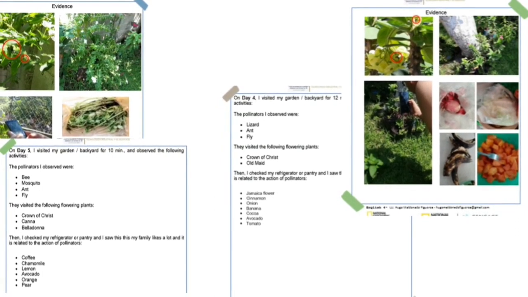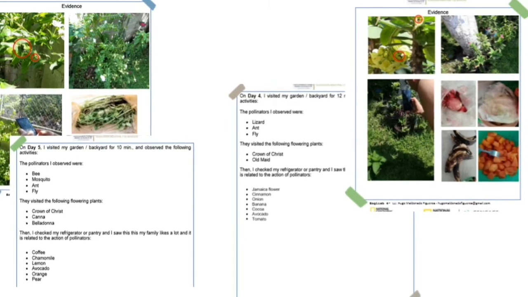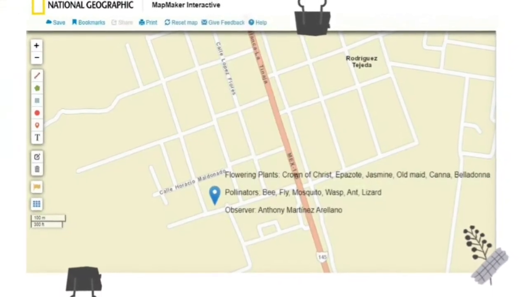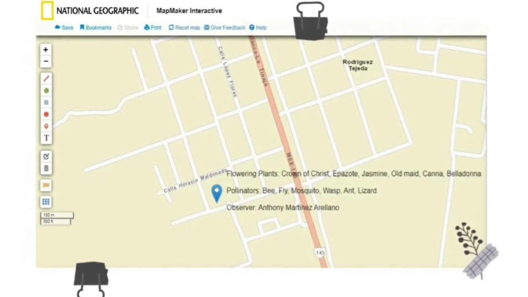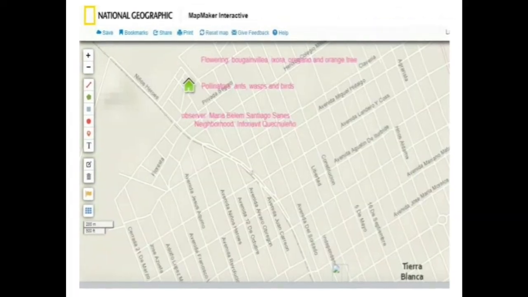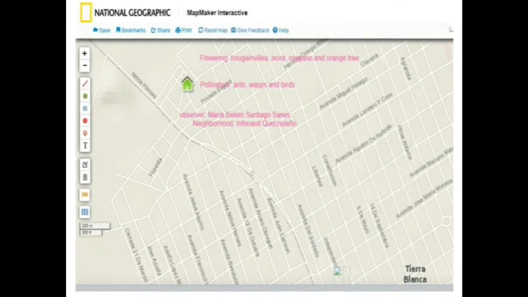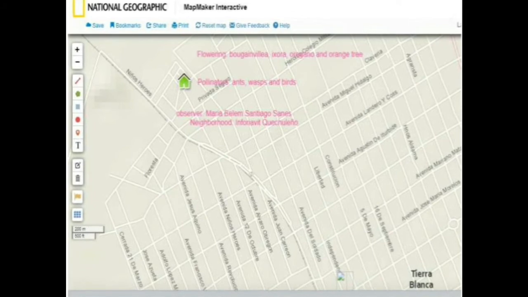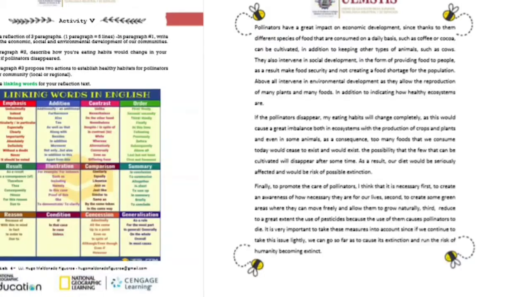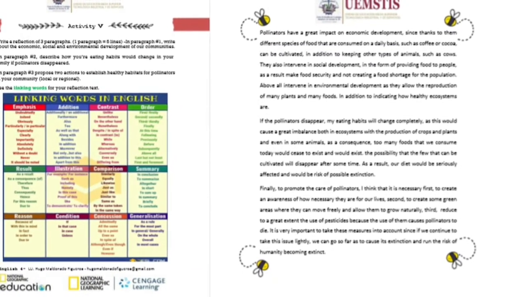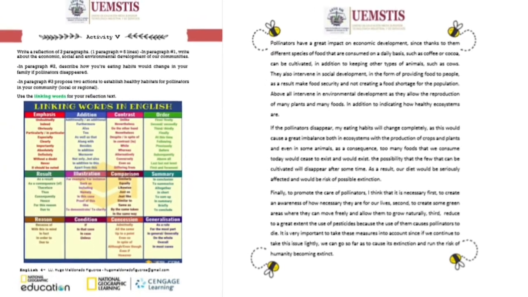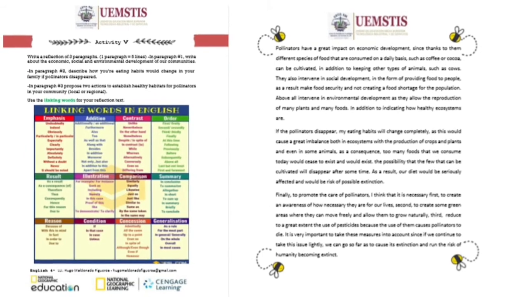After that, they mapped their gardens using the NatGeo Map Maker. Keeping track of the map gardens from all over the municipality will allow us to have a greater idea of what happens with pollinators and pollination. The last step of the project is a written reflection on the impact of pollinators in our lives and some actions that need to be taken.